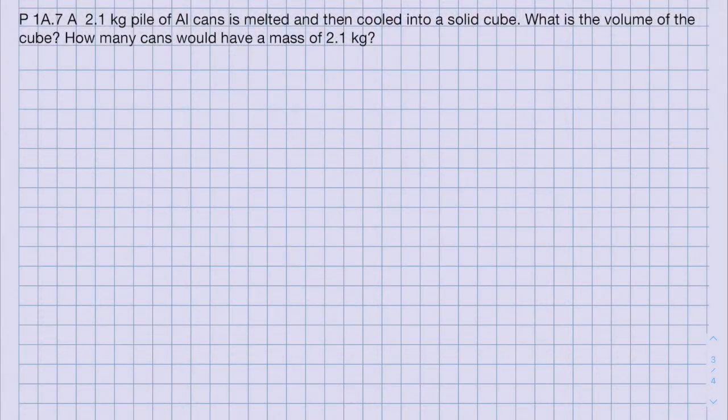Hey folks, so we have another problem to work on. We have a problem with 2.1 kilograms of aluminum, and we'd like to know what is the volume of a cube after we have melted it. So we start with our givens. What do we know? We know the mass is 2.1 kilograms. And what do we want to know? Well, we're trying to figure out the volume.